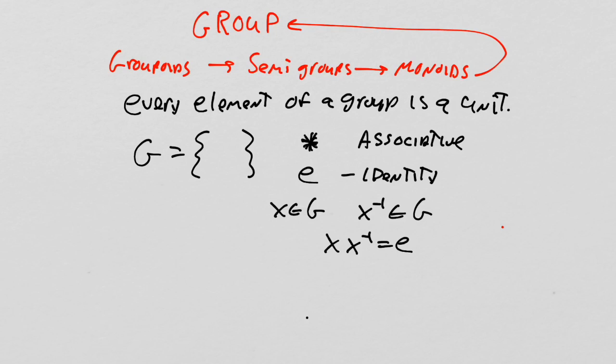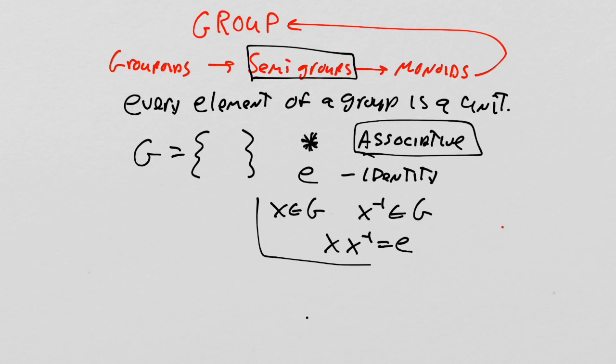Emphasize again, the group does not have to be commutative, of course. It can be a non-commutative group, but it always has to be associative because it's a semigroup, and that's the definition of a semigroup, that associativity. But this property that every member of the group is a unit is another way of saying every member has an inverse.